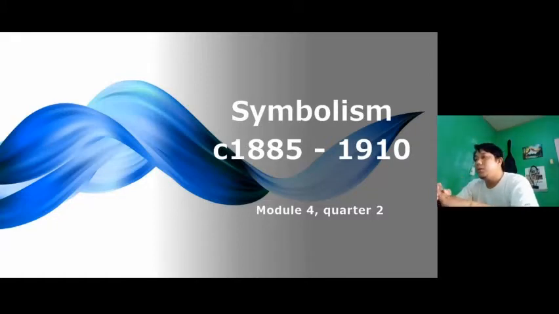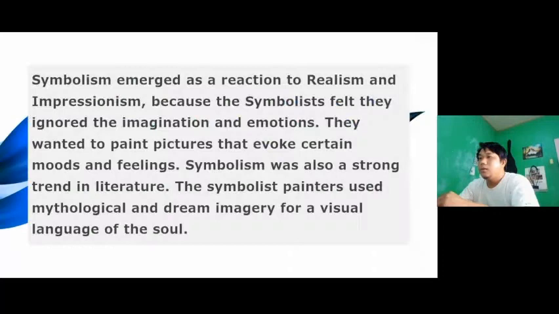Okay, so let us now go to Symbolism, 1885 up until 1910. So let us define what Symbolism is. It emerged as a reaction to Realism and Impressionism. So it is a reaction to Realism and Impressionism. Earlier, Romanticism was also a kind of reaction to Realism, so it is a pattern. So this is a reaction to Realism and Impressionism, because the symbolists felt they ignored the imagination and emotions.